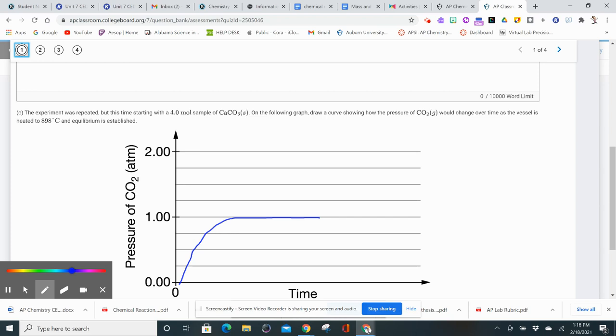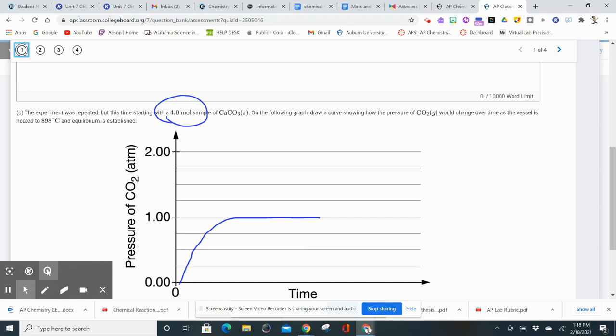They try to trip you up there by increasing this number, but they want to see that you understand that if it's at a constant pressure, it's going to go up to 1 atmosphere and that's it. It's not going to go up anymore. They want you to know you're going to rise and level off, and that your equilibrium constant is only dependent upon the pressure of the CO2, not the amount of solid that you started with.